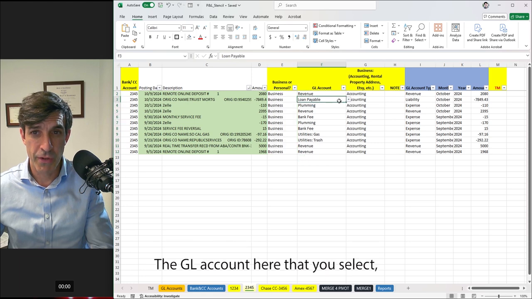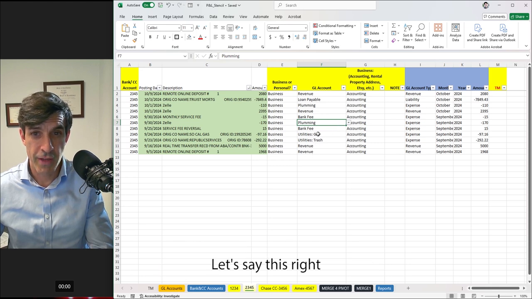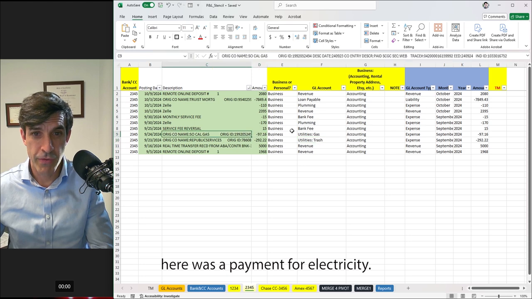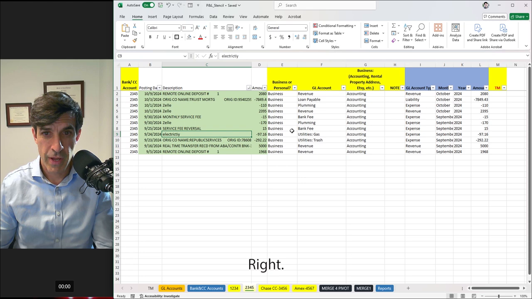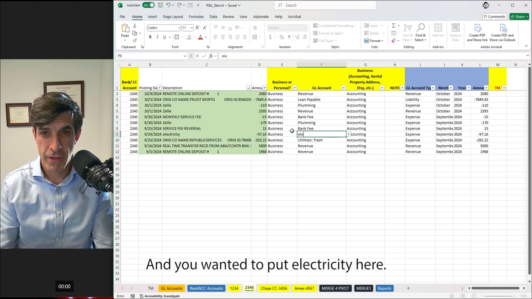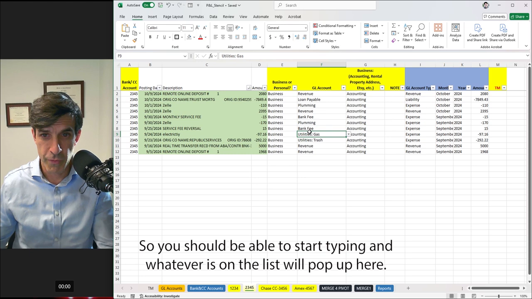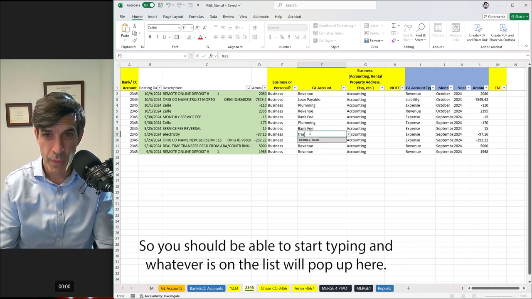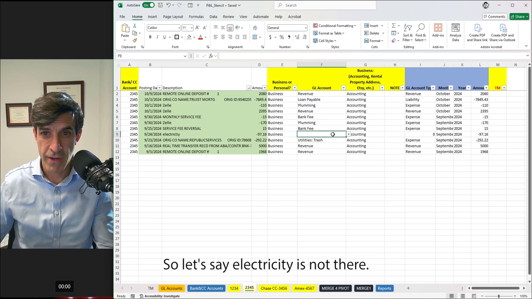The GL account here that you select, if something is not on this list, you can go here to the GL accounts. Let's say this right here was a payment for electricity, right? And you wanted to put electricity here, and it's not. You start typing it and it's not in the list. So you should be able to start typing and whatever is on the list will pop up here. So let's say electricity is not there.